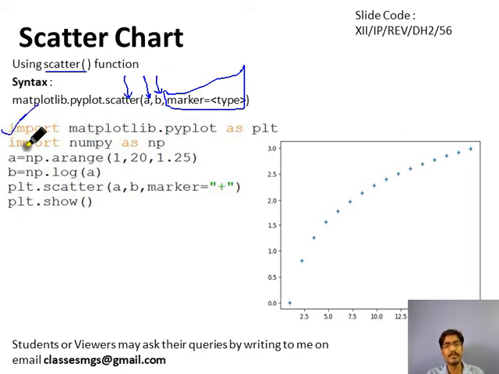First import matplotlib, then we import numpy as np, because we are using the np.arange method to create this array A. We are creating the array starting from 1 to 20. The step by default will be 1.25, so it will generate values like this: 1, then 2.25.